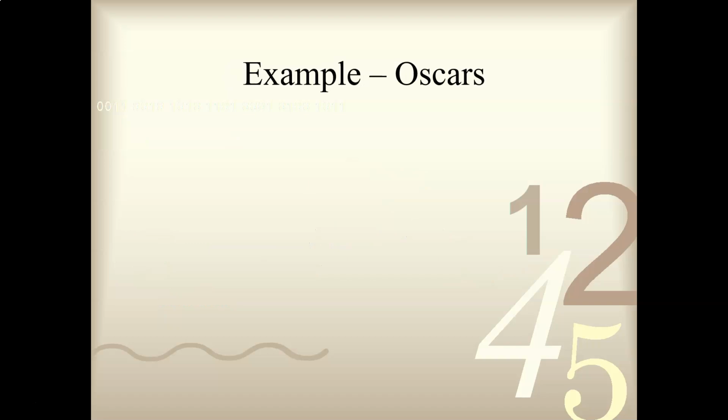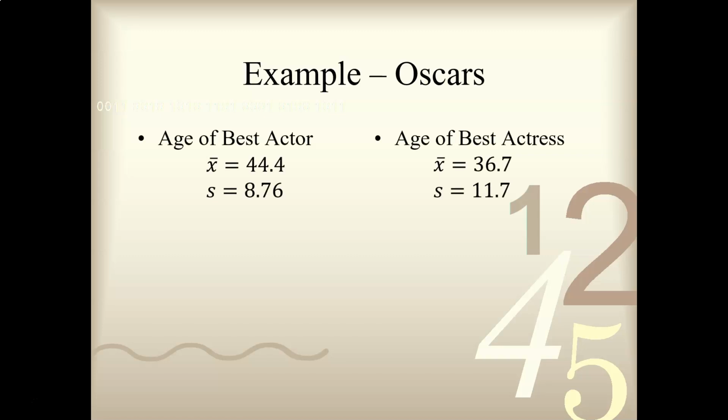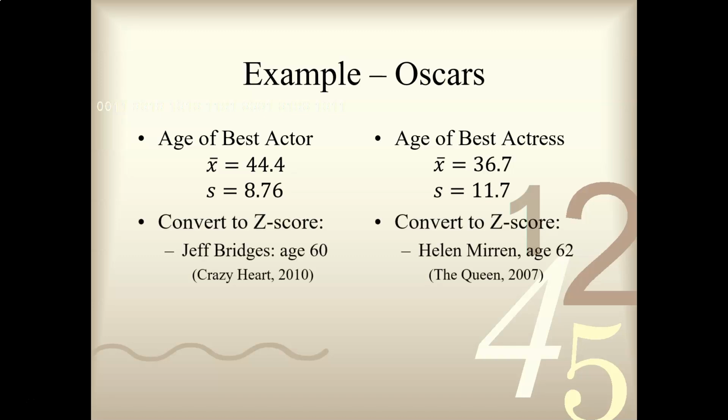Okay, let's look at some examples from the Oscars. The average age of the winner for the Oscar for best actor is 44.4 years old. The average for women is quite a bit younger. It's 36.7, and we can see the two standard deviations right there. Okay, so let's look at these two ages.